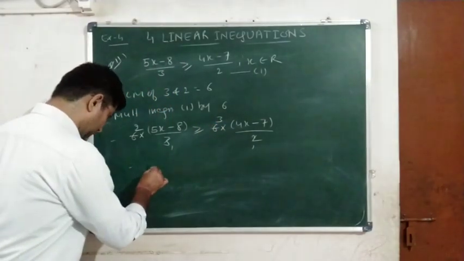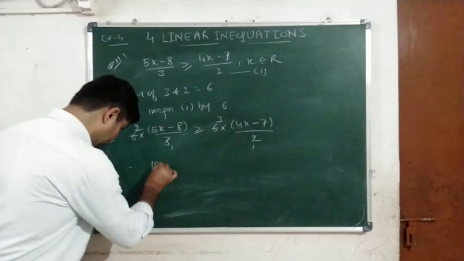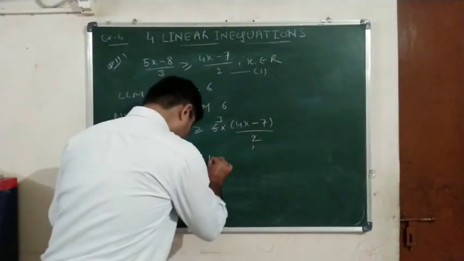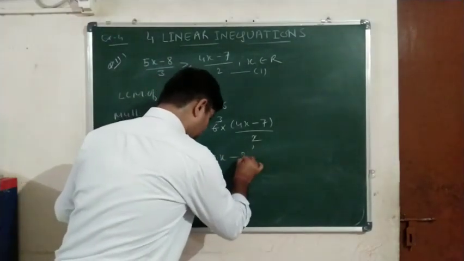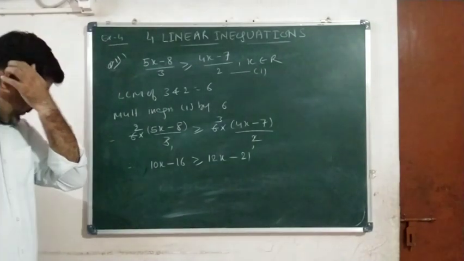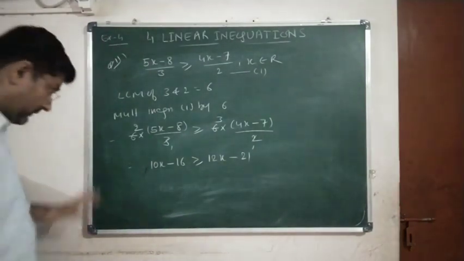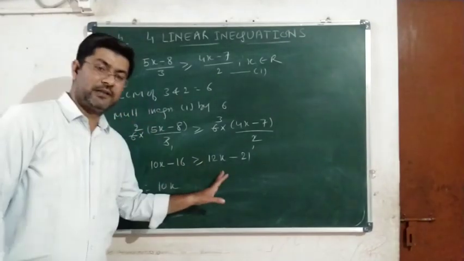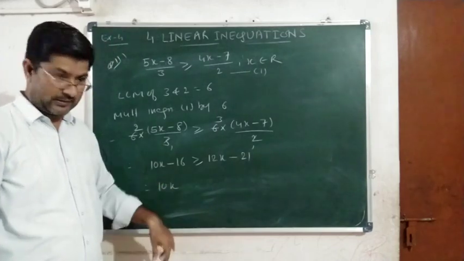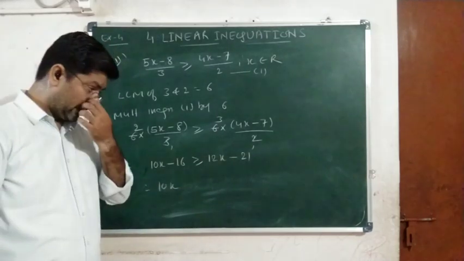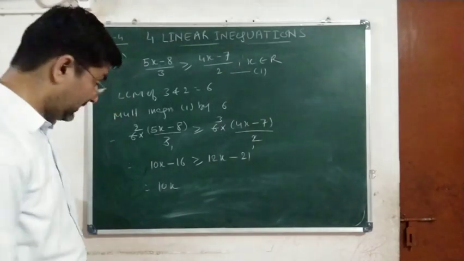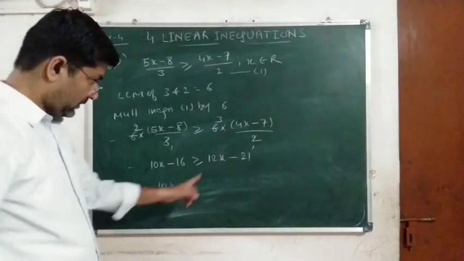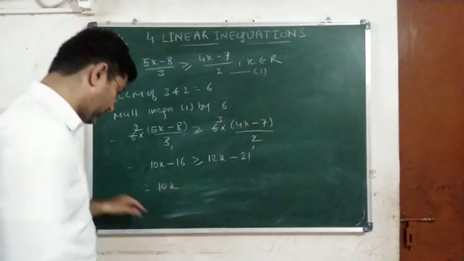Now 3 ones are 3, twos are 2, ones are 2, threes are 3. Therefore, inside the bracket, 5 twos are 10x minus 8 twos are 16, greater than or equal to 4 threes are 12x minus 7 threes are 21. Now we will add minus 12x on both sides, because on both sides we have x terms. So we will eliminate the term involving x from one side. Any one side you can eliminate. I am eliminating from the right hand side. So in order to eliminate 12x, I will add minus 12x.